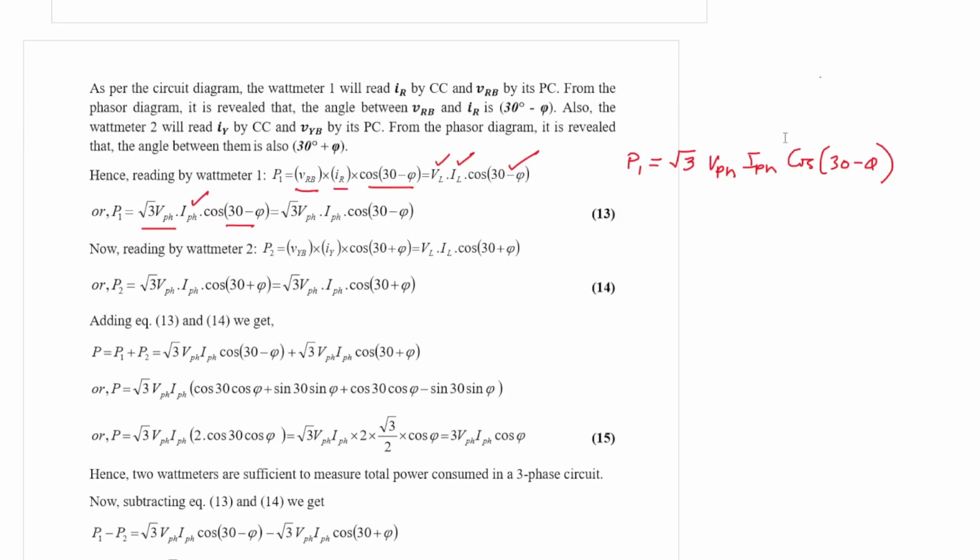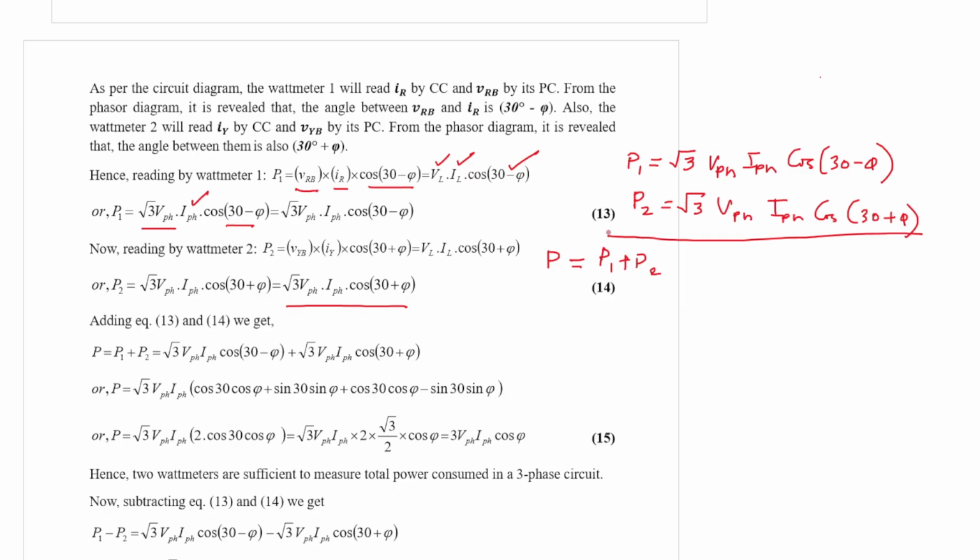Similarly, for wattmeter 2 we will get a similar equation, but this time we will have √3 V phase I phase, and the angle between them, as we have understood, is 30 plus phi. So if you add them, P1 plus P2, which is the total power consumed by the entire circuit, will be √3 V into I. Let us replace V phase by V and I phase by I. Then we have the relation cos 30 minus phi plus cos 30 plus phi.